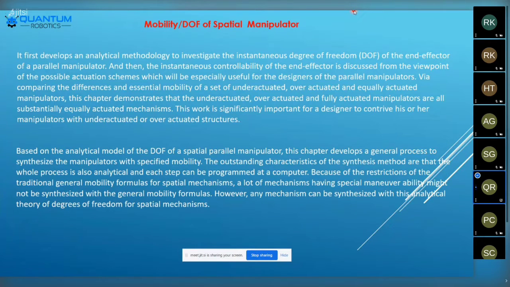The smaller type of robot is going to be inside our body, and it is going to sense that particular disease, and it is going to cure it, and it is going to do that working condition. Okay. Now we got it about the analytics methodology, the parallel method. Then the instantaneous contributions and the end effector, and the discussion from the viewpoints of a position axis.